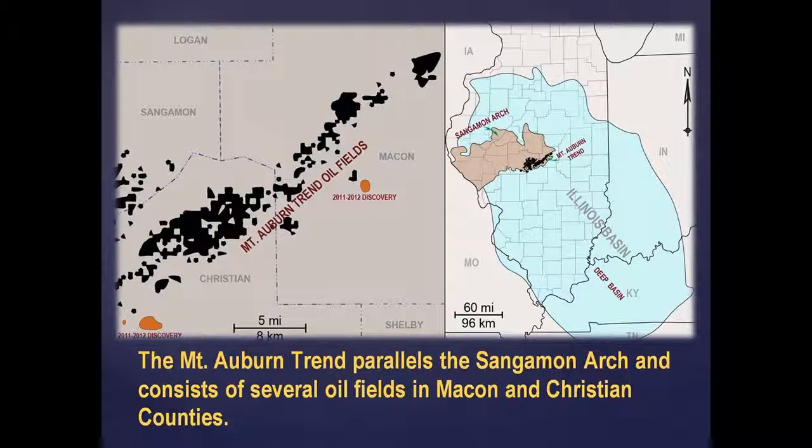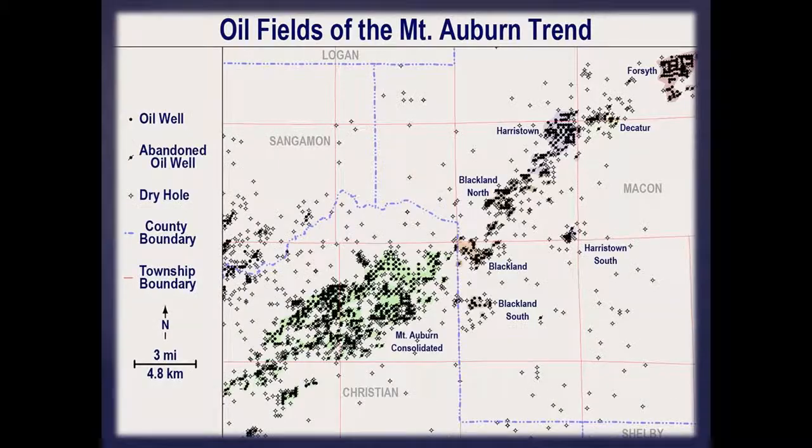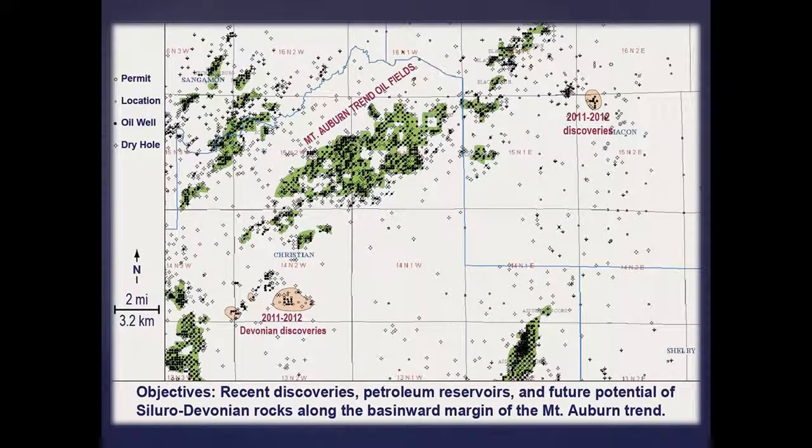I'll be talking about the occurrence, distribution, phases, and controls within the Middle Silurian Racine Formation of the Mount Auburn trend in the Sangamon Arch area. The Mount Auburn trend parallels the Sangamon Arch trend and includes a few oil fields in Macon and Christian counties.